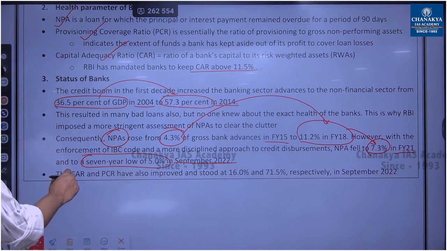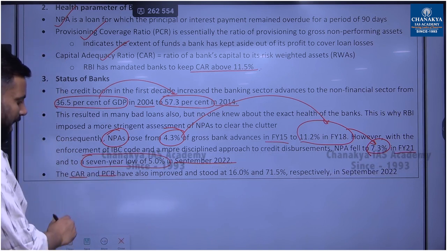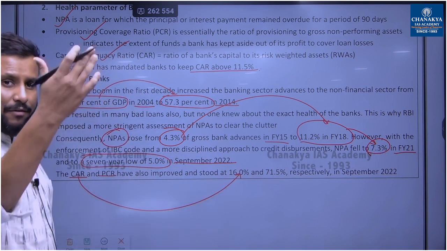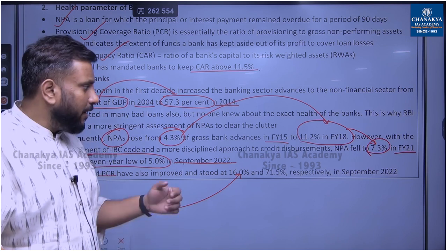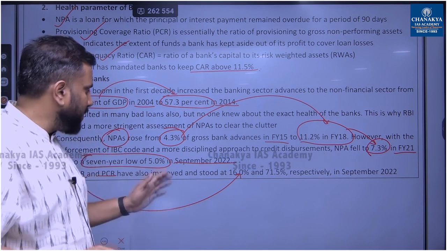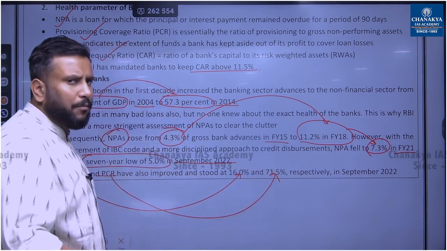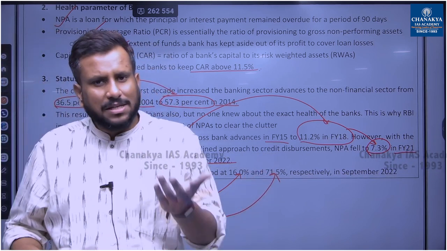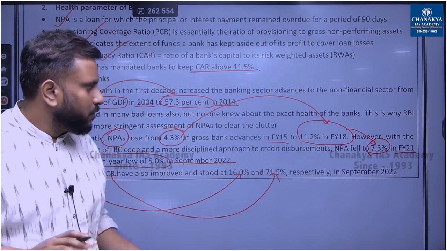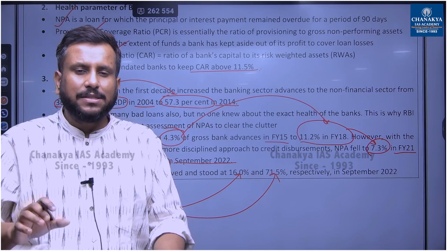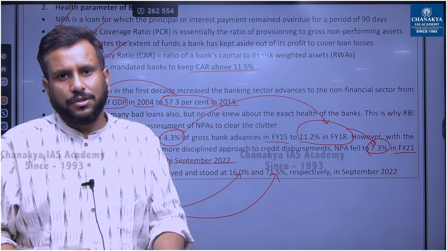Similarly, the capital adequacy ratio and the provisioning coverage ratio. Capital adequacy ratio is 16%. What is the requirement? 11.5%. So capital adequacy ratio is also at a very good level. And similarly, the provisioning coverage ratio is at 71.5%. So generally, if the provisioning coverage ratio is more than 70%, it is good. So you can see that it is at 71.5%. So that is why the banks are in a very good position.